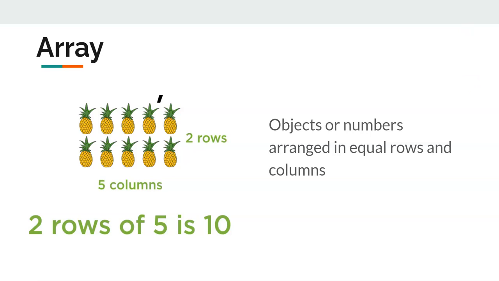Quick review of what an array is. An array is objects or numbers arranged in equal rows and columns.